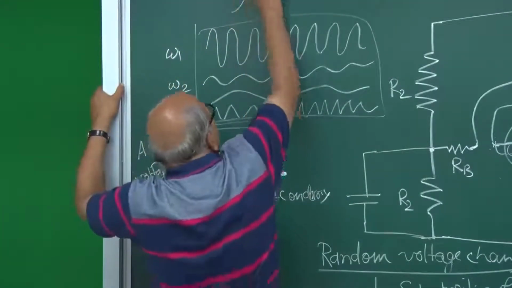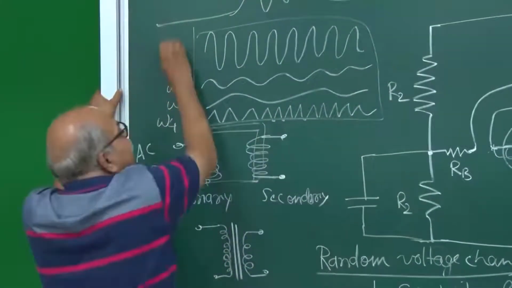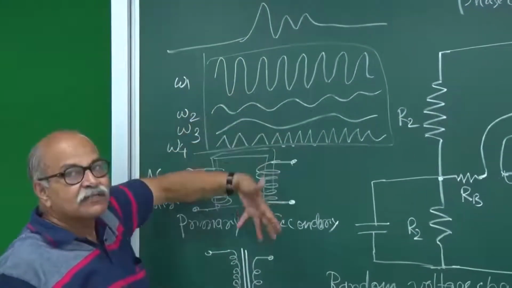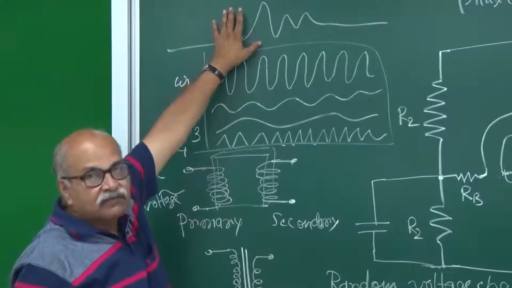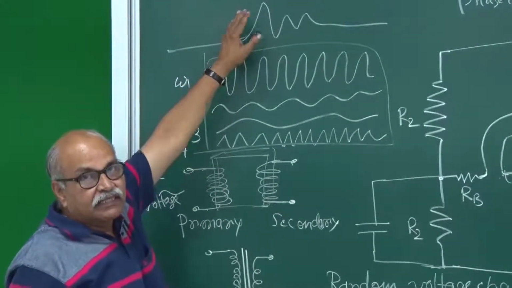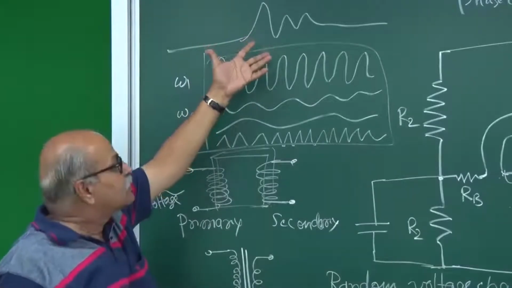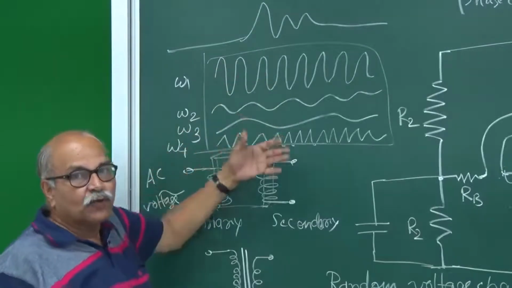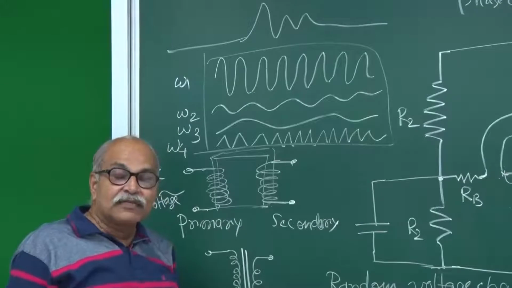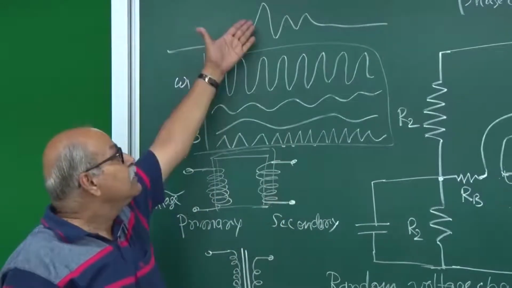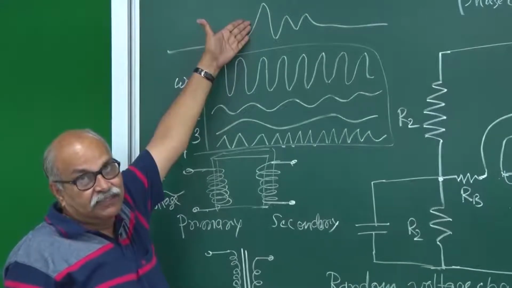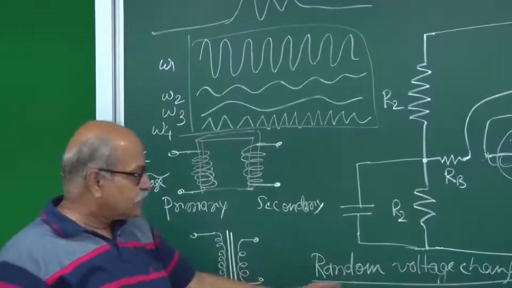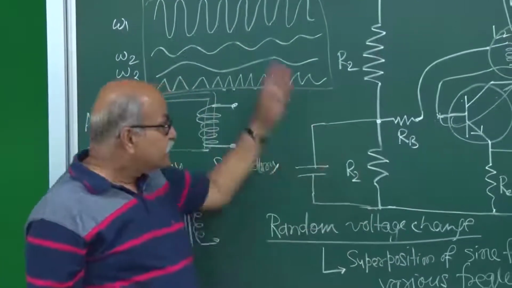Like for example, you can produce this kind of thing. This can be taken as this plus this plus this plus this plus this plus this. So any kind of shape can be decomposed into a summation of sine waves with different frequencies and different amplitudes. What frequencies are chosen and what are the corresponding amplitudes will decide what kind of final shape appears. So whatever it is, that random voltage change when you first switch on can be taken as a superposition of sine functions of various frequencies.